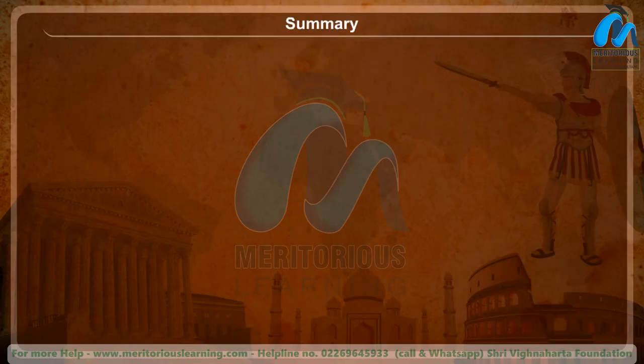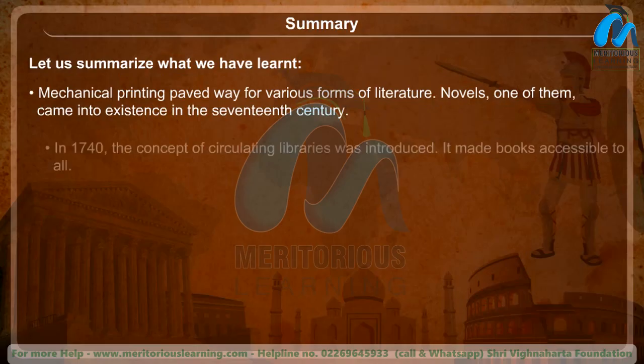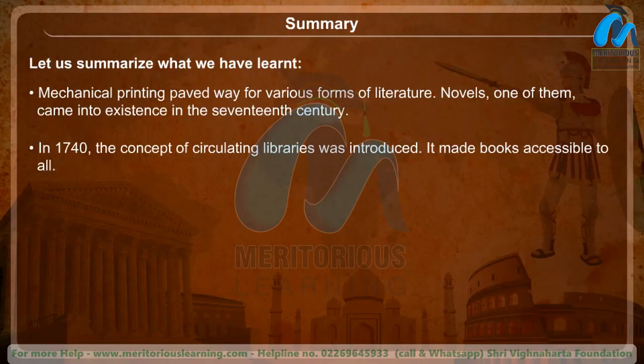Summary. Let us summarize what we have learned. Mechanical printing paved the way for various forms of literature. Novels, one of them, came into existence in the 17th century. In 1740, the concept of circulating libraries was introduced. It made books accessible to all.